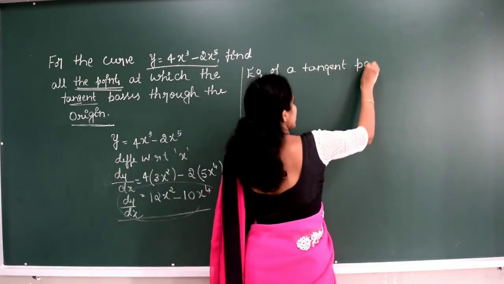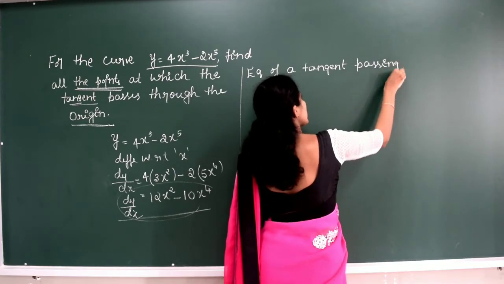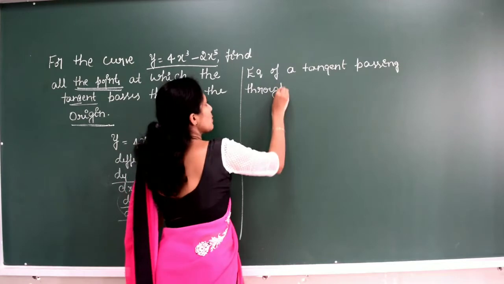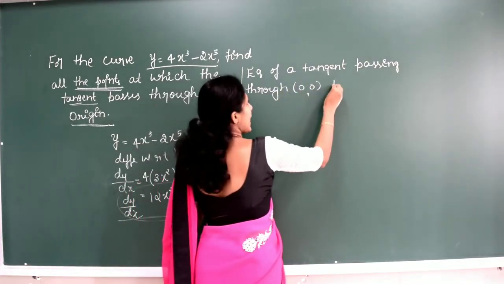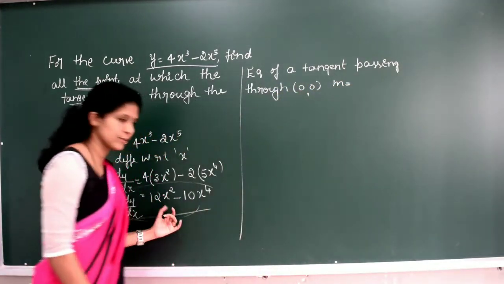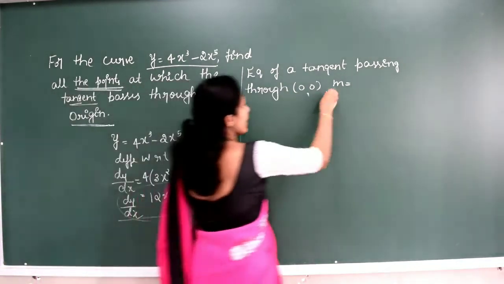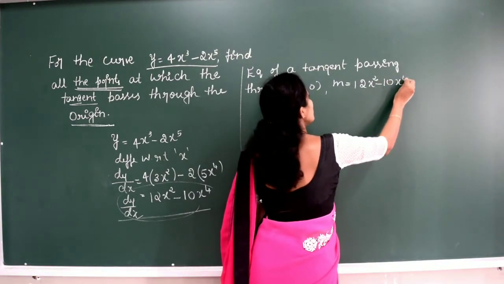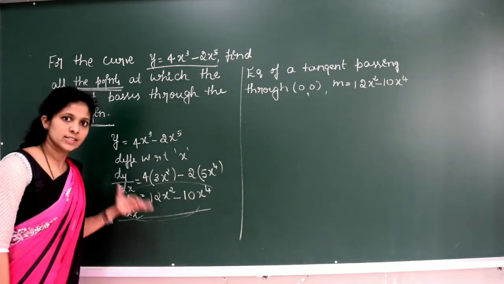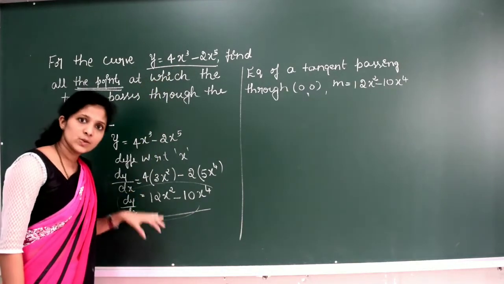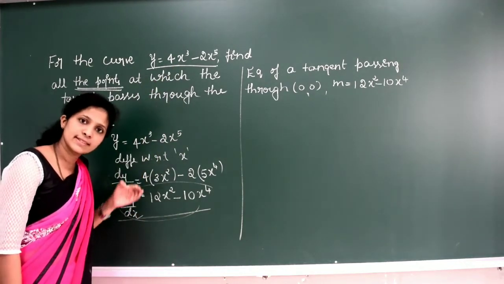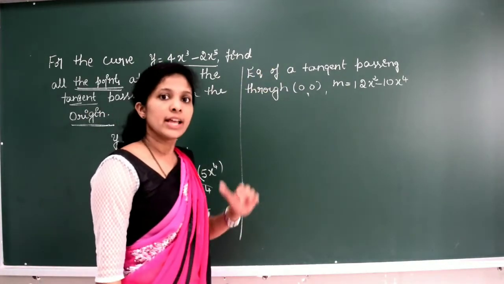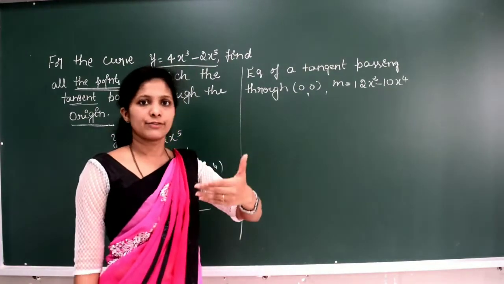The tangent is passing through the origin, passing through (0, 0), and m is equal to the slope, which is 12x square minus 10x to the power 4. Is it clear? We got the slope of a tangent to this curve, and the tangent is passing through the origin. By using those two, we will find the equation of a tangent. Then we can solve those two equations and find the values.